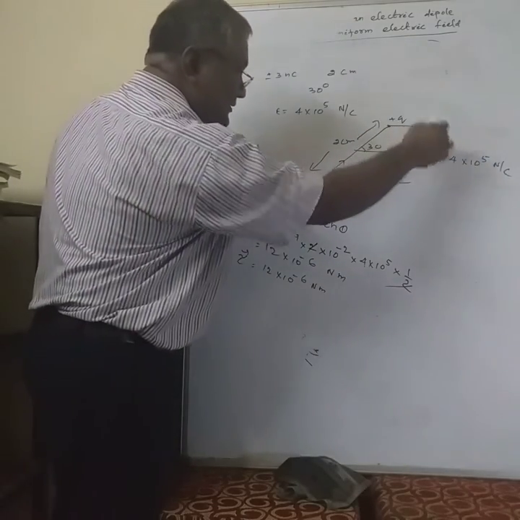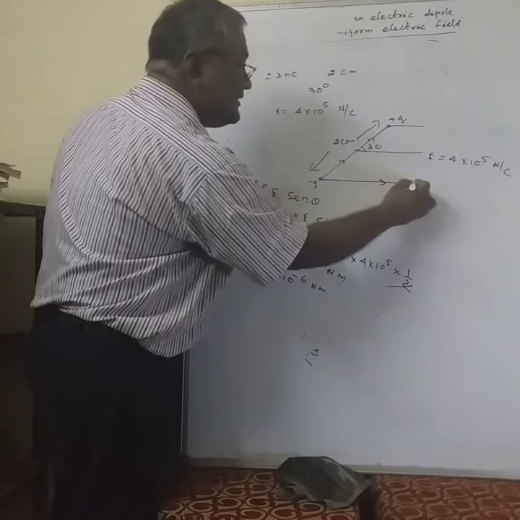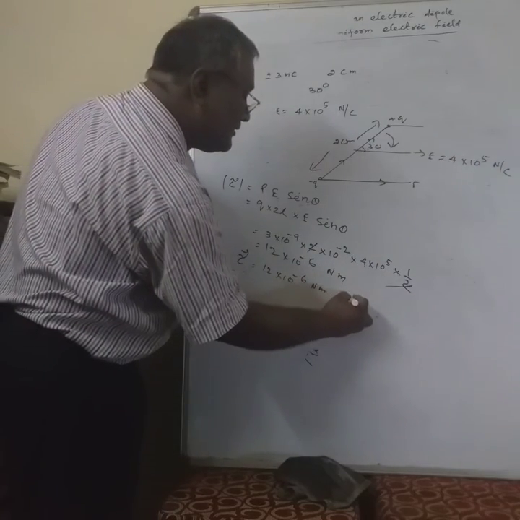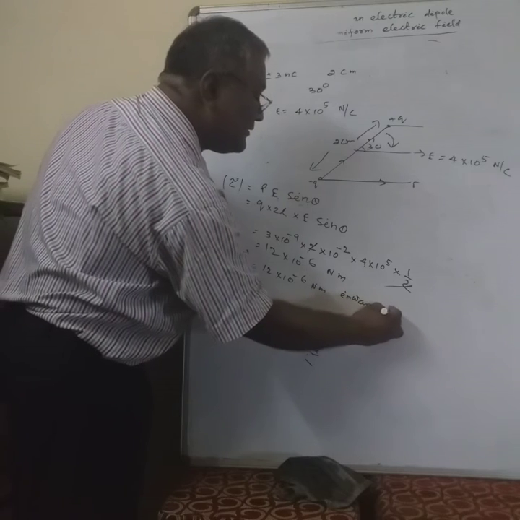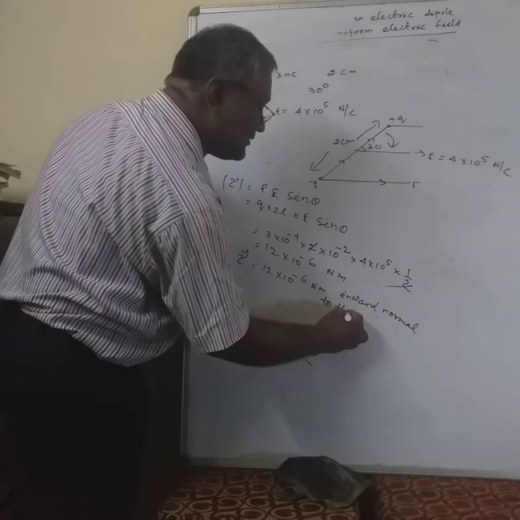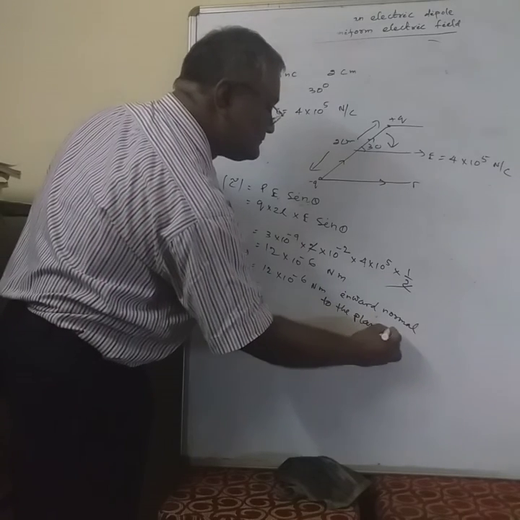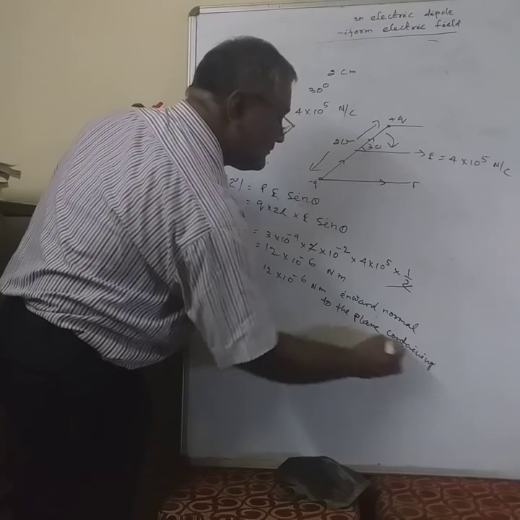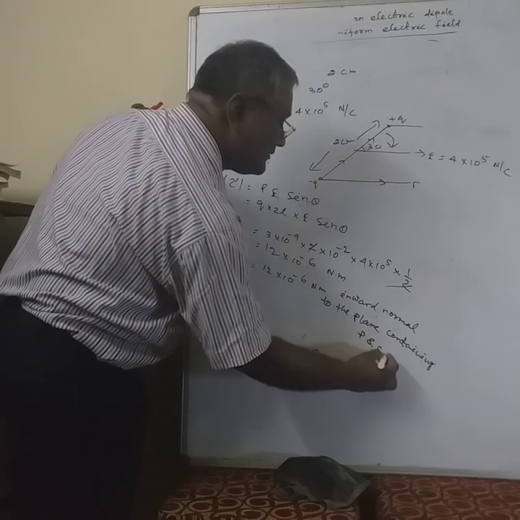Direction: this is P direction, this is E direction. So the sense is clockwise, inward normal to the plane containing P vector and E vector.